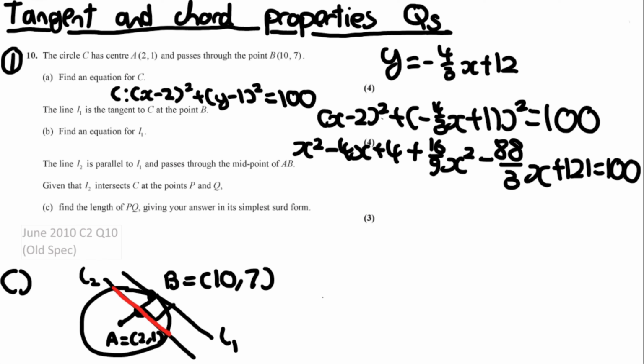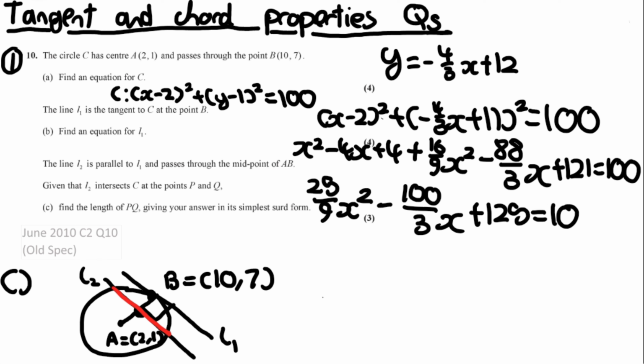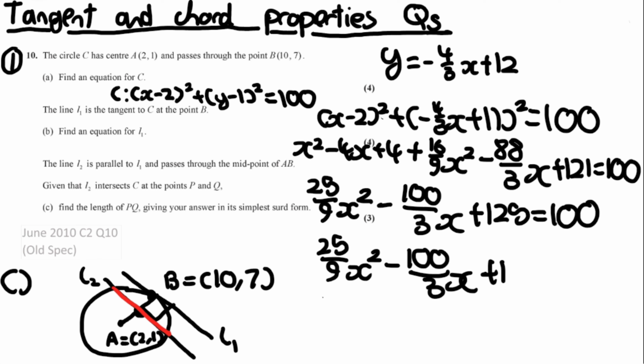Then we can simplify this to do 25 over 9 x squared minus 100 over 3 x plus 125 is equal to 100, and then we can bring the 100 to the other side to do 25 over 9 x squared minus 100 over 3 x plus 25 is equal to 0. And then we can put this into the calculator in order to find what the values are. If we do this, we get the x values as 6 plus or minus 3 root 3.